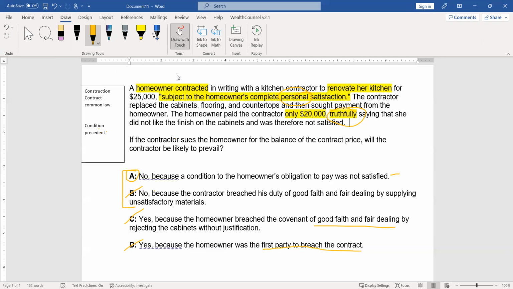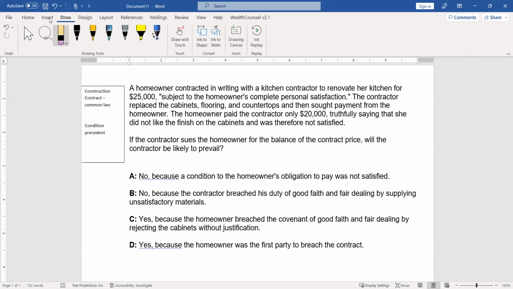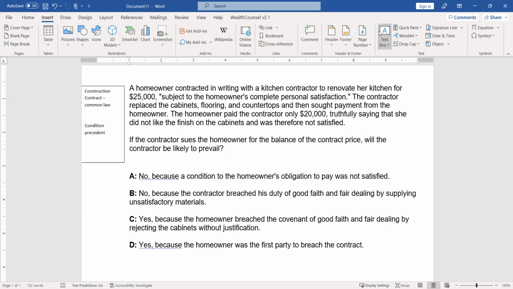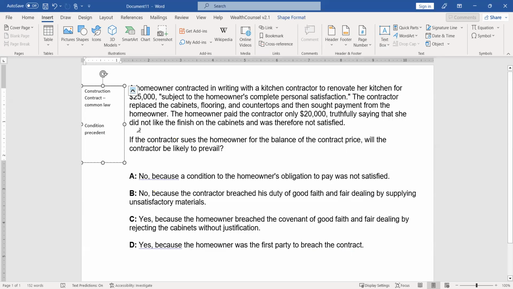I'm going to clean this up, and then we can go over the third way of IRAC-ing an MBE question, and I'll introduce it when I have this all cleared up. Let me see if I can do this without pausing the video. All right, so I am getting better at this, aren't I? Okay.